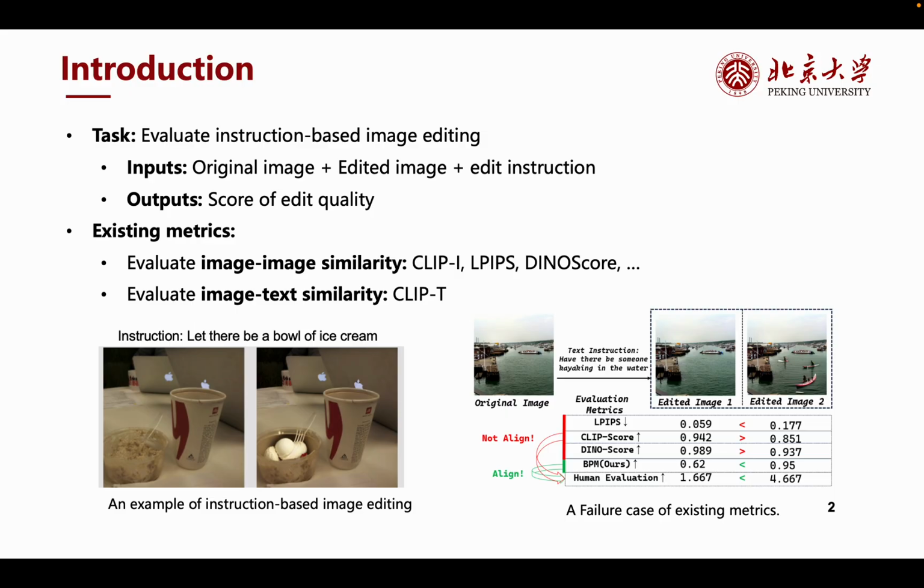This work primarily addresses the challenge of evaluating instruction-based image editing. An example of instruction-based image editing is illustrated in the left image. Currently, mainstream evaluation matrices can be broadly categorized into two types: those that assess image-text similarity, such as clip text, and those that evaluate image-to-image similarity, such as clip image. However, these matrices frequently do not align with human judgments, as shown in the right image.